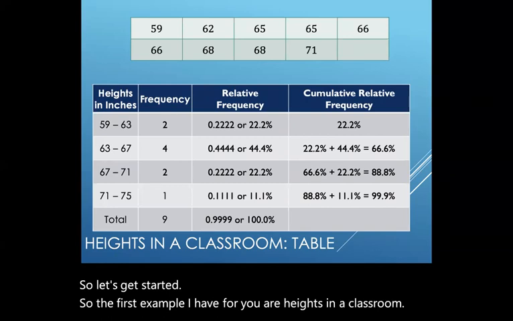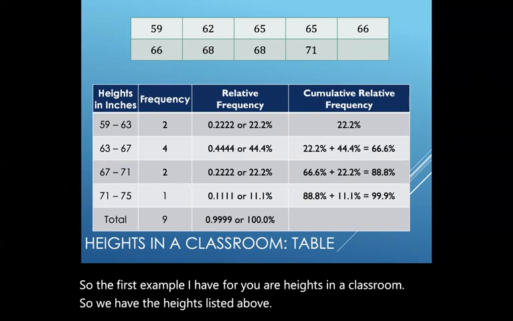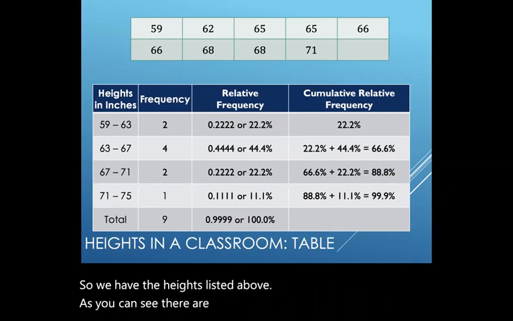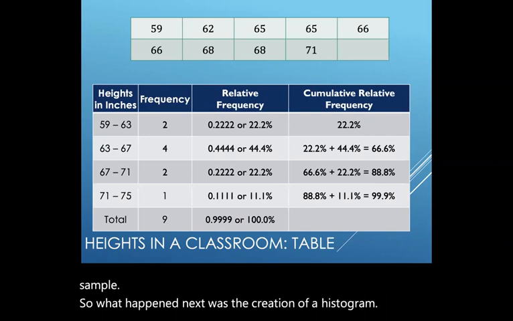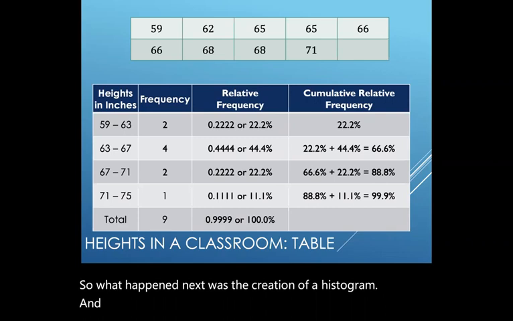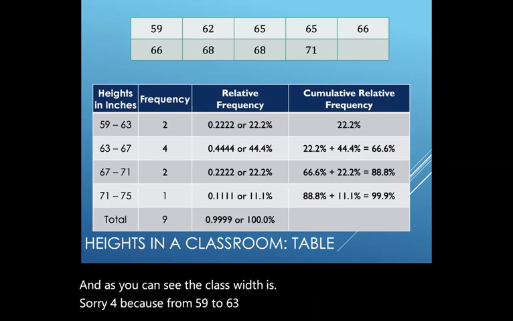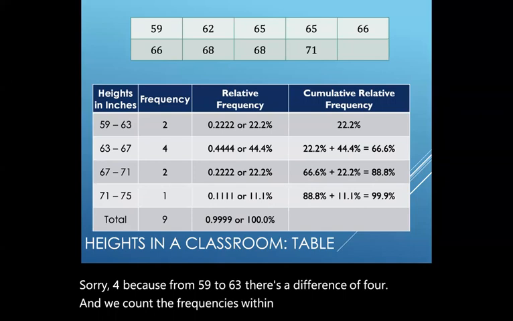So we have the heights listed above. As you can see, there are 9 heights that were recorded in this sample. So what happened next was the creation of a histogram. And as you can see, the class width is 4, because from 59 to 63, there's a difference of 4. And we count the frequencies within each of these intervals.